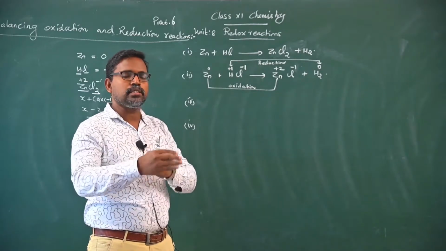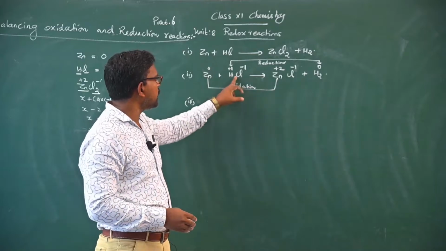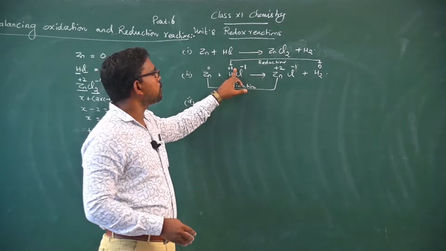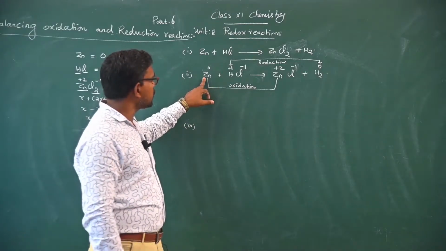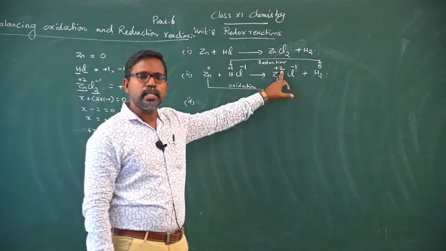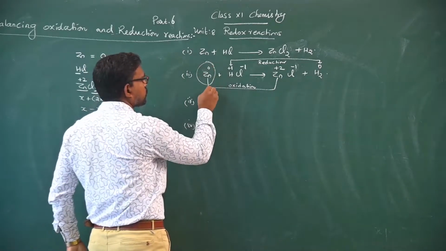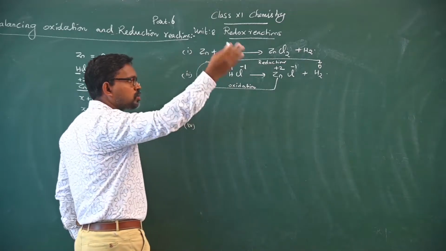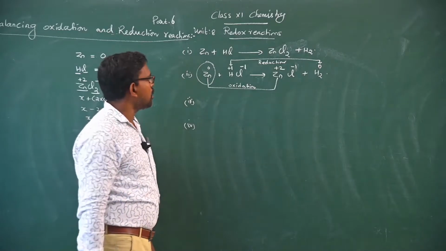So, how much is the increase or decrease? Here hydrogen changes from +1 to 0, so decrease by 1 value. Here zinc changes from 0 to +2, increase the value by 2. So, in the reaction, zinc undergoes oxidation by loss of 2 electrons.